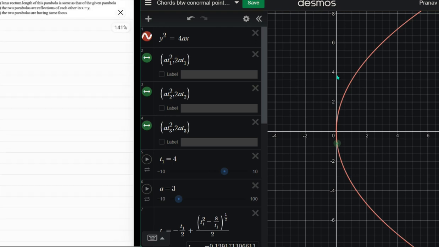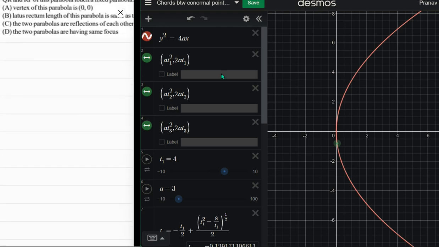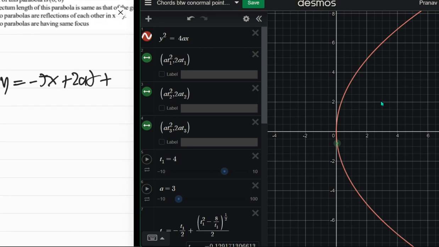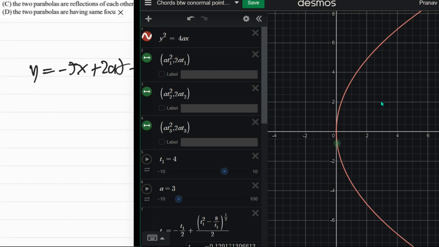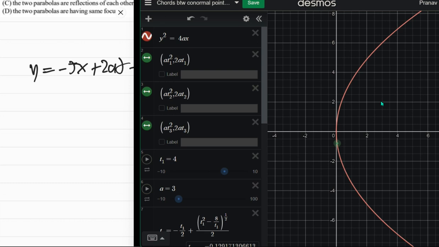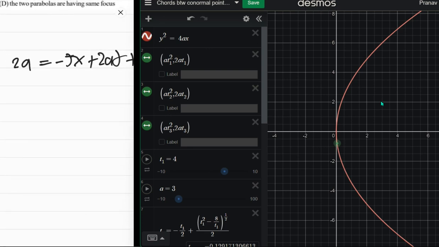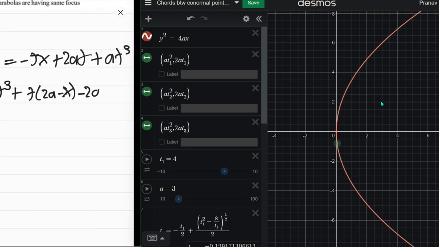So we know that the normal at any point parameterized by the t parameterization is just given by y equal to negative tx plus 2at plus at cubed. Now, if this normal is passing through some point which has y coordinate as 2a, you can just replace y by 2a. And now this is a cubic in t. So we can write this as at cubed plus t into (2a minus x) minus 2a equal to 0.